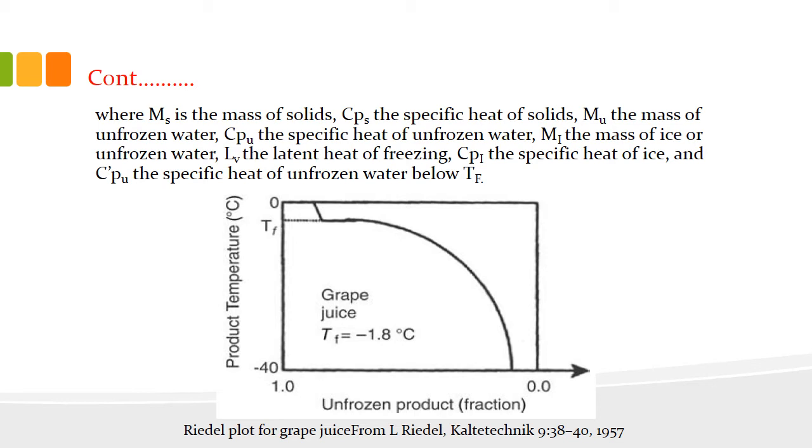Here I have given the example of frozen grape juice. So here 0 to Tf, where Tf is the freezing point of the grape juice, which is minus 1.8 degrees centigrade. So when you reduce the temperature from 0 to Tf, and from Tf to a temperature T, say minus 40, okay, this is the fraction of ice to solid to liquid. So you can say unfrozen product fraction, 1 to 0. So from this you can predict the amount of frozen water, that is ice, and unfrozen water.